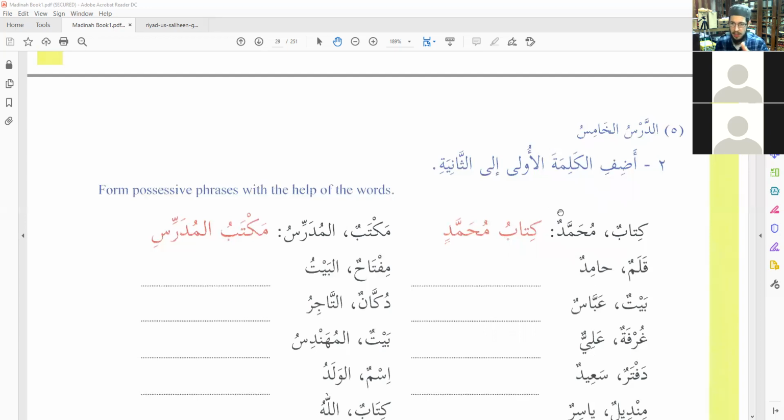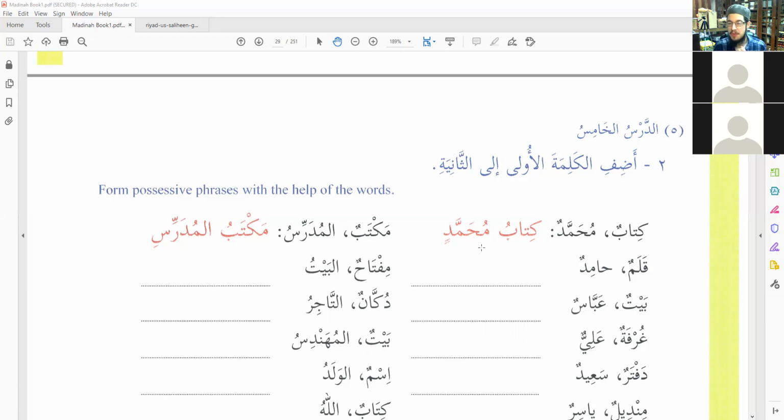Okay, so let's see the instructions. أضف الكلمة الأولى إلى الثانية. Okay, you don't have to know what that means yet, but that's something to aspire to. Add the first word to the second. What they mean is add it in a possessive construction. Our two examples here, we have kitabun, a book, and Muhammadun, Muhammad. So we're going to put them together in a relationship.